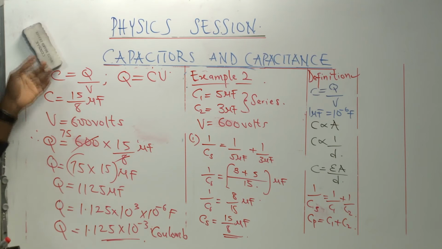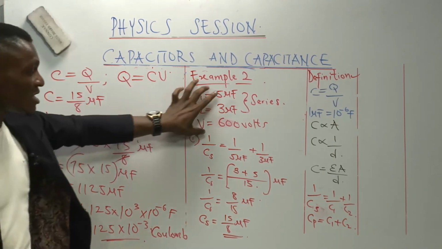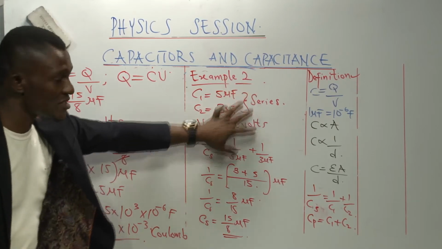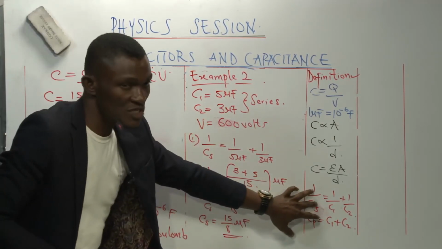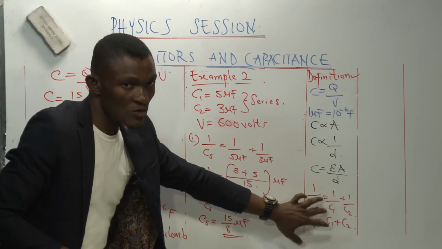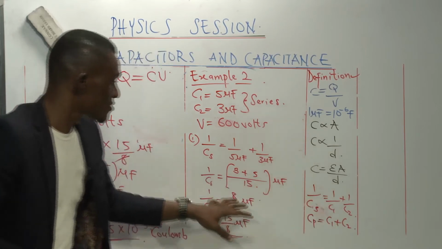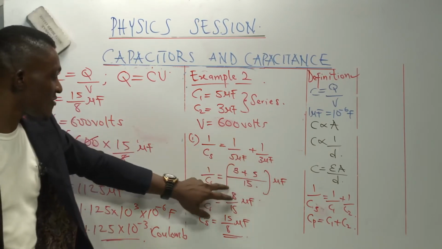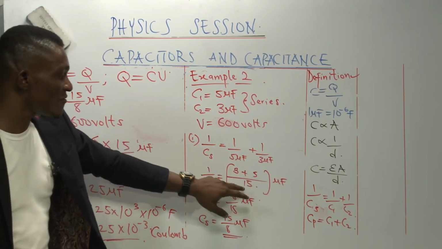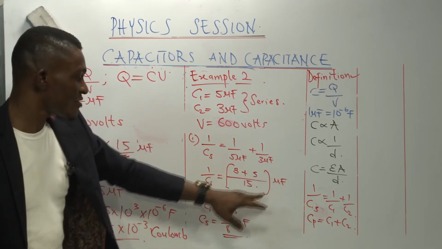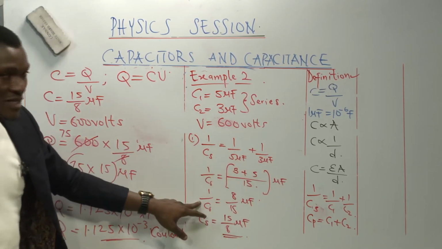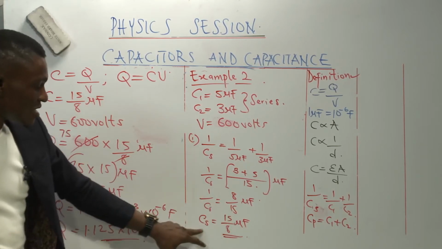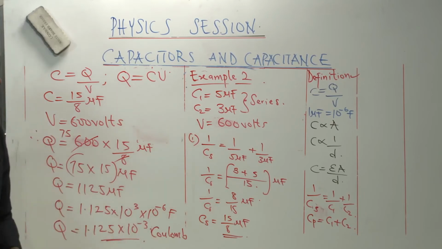Let me just quickly go over it again. So the first question said we should calculate the effective capacitance, which we did. Don't forget they were connected in series. So we used our series combination, which is 1 over Cs is equal to 1 over C1 plus 1 over C2. So that was what we did here. So we took the LCM of 5 and 3. We got 15. So 15 in 5, 3. 15 in 3, 5. 3 plus 5 gave us 8 over 15. Then what I told you is that if you are flipping this up, the same thing happens to this. So Cs is equal to 15 over 8 microfarad.